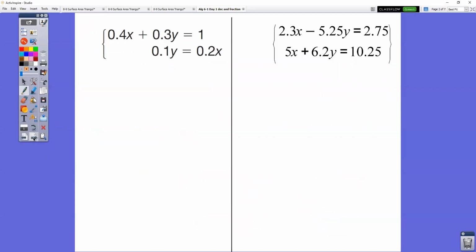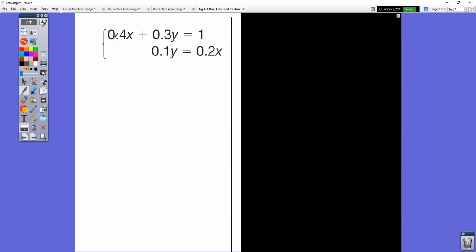So the number of decimal places determines what you're going to multiply by to change your decimal into an integer. If we had a problem that looked like this, just taking a look at this first one, we have a 0.4, a 0.3, a 0.1, and a 0.2. This one is already an integer, so that one's great. What we want to do is look at each equation individually. Just looking at this top equation, my biggest number of decimal places is 1. Therefore, I would want to multiply this top equation by 10.